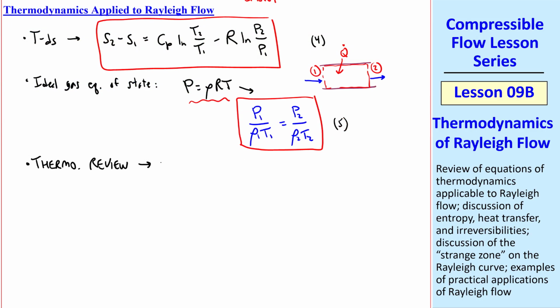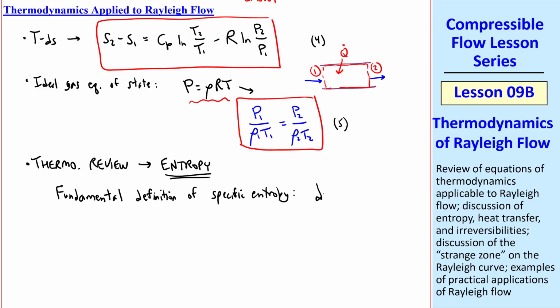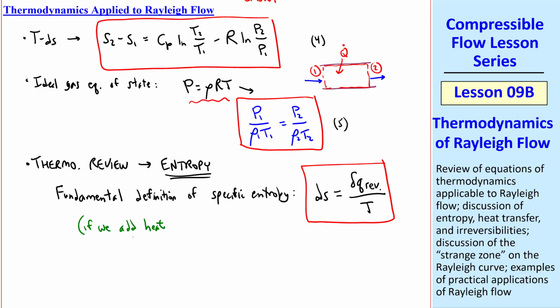Now let's do a quick thermo review of entropy, which is often misunderstood by students. The fundamental definition of specific entropy is ds, a differential change in specific entropy, equals delta Q reversible divided by T, where this implies a small amount of heat that is added reversibly into the fluid. So if we add heat, ds is positive since the right-hand side is positive, and so S goes up. And that's true even if the process is reversible. If we remove heat reversibly so that delta Q reversible is less than 0, entropy decreases.